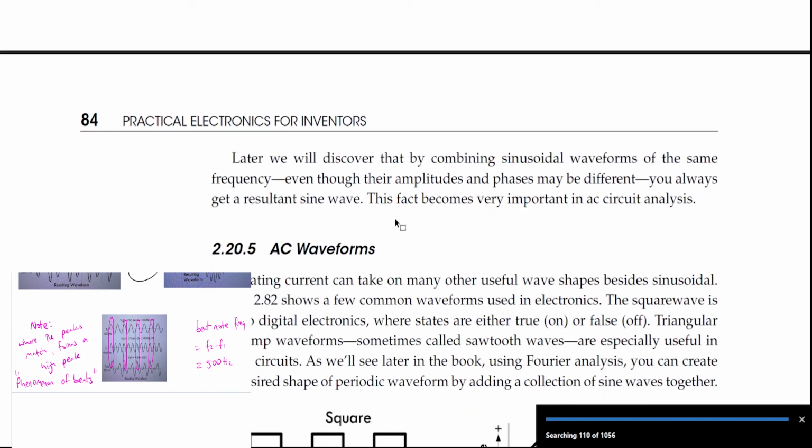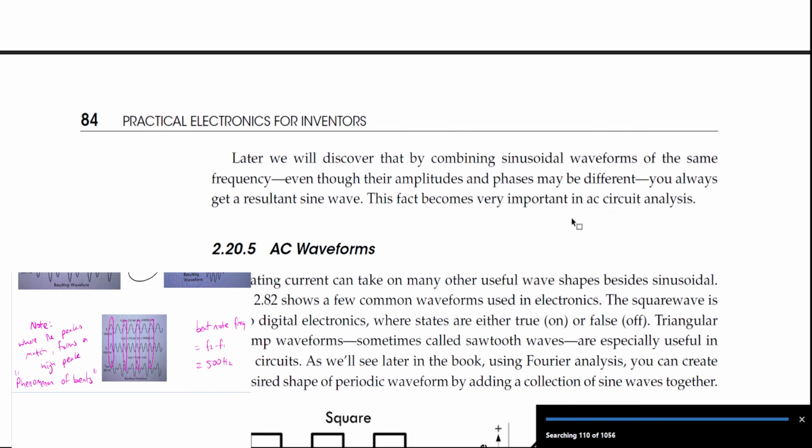Later, we will discover that by combining sinusoidal waveforms of the same frequency, even though the amplitude and phase may be different, you always get a resultant sine wave. So it says later we're going to discover that, so I could skip this for now, right? This fact becomes very important in AC circuits.